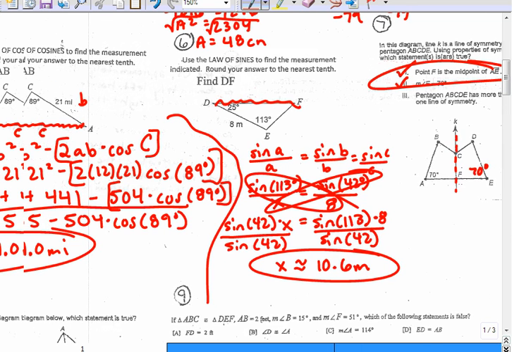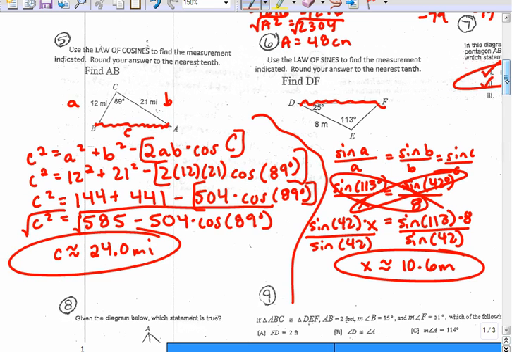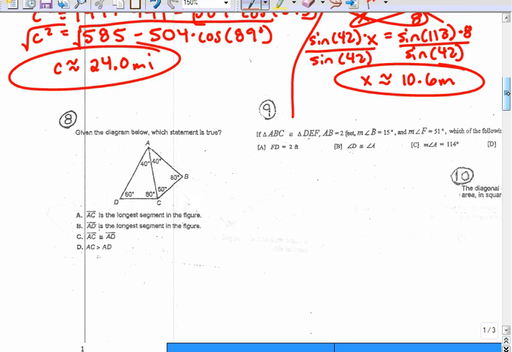All right, problem number 8. Given the diagram below, which statement is true? Okay, AC is the longest segment in this figure. So let's see, AC. AC is opposite a 60-degree angle, but we have an 80-degree angle, and we know that sides across from larger angles are longer. So AC is not the longest segment. AD is the longest segment in the figure.